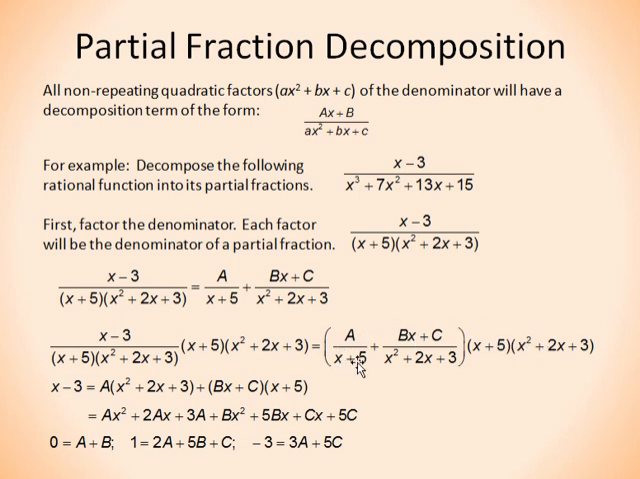The x plus 5 cancels with this x plus 5 when I distribute over here, and I simply get A times x squared plus 2x plus 3. And the x squared plus 2x plus 3 cancels when I distribute to this term, and I get quantity Bx plus C times quantity x plus 5. And again, distributing everything in, I'm going to expand it out this way.